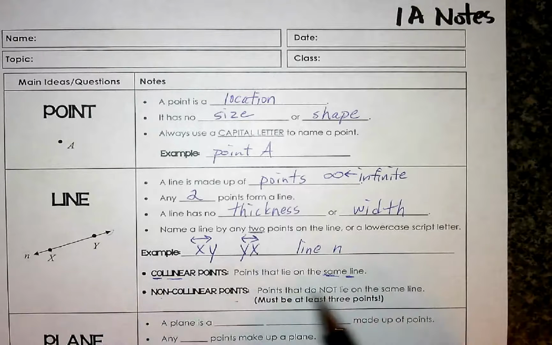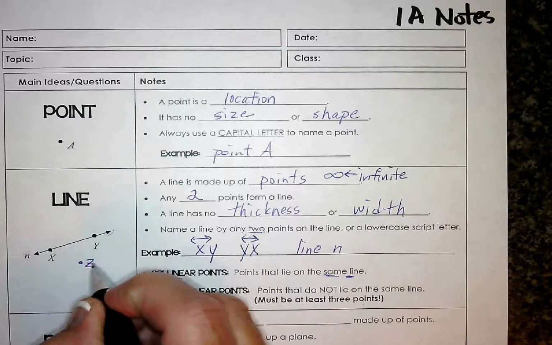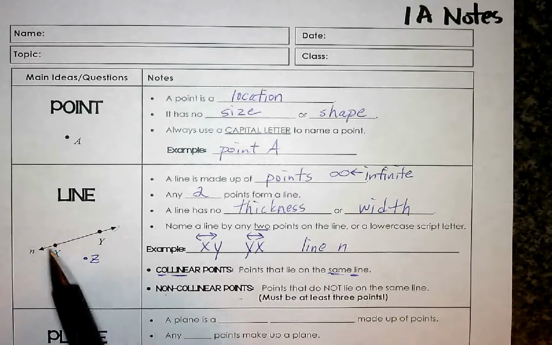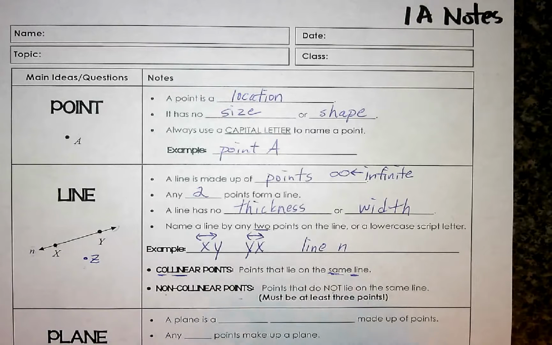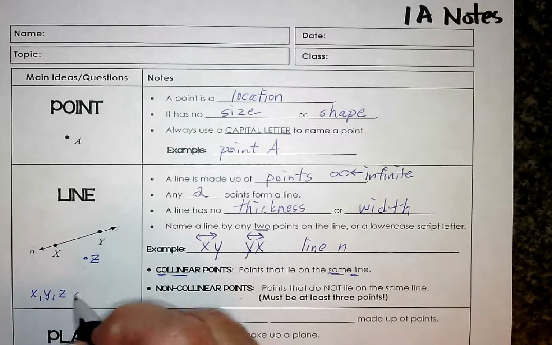Non-collinear points are points that do not lie on the same line. There's got to be 3 different points. So if I look over here at my example, if I put another point over here, let's just call that point Z. When I look at these 3 points, since they do not fall on the same line, these 3 would be called non-collinear. Non-collinear will always be at least 3 points. So I could say X, Y, Z are non-collinear.